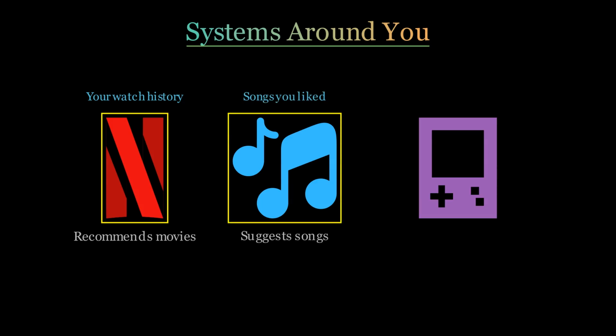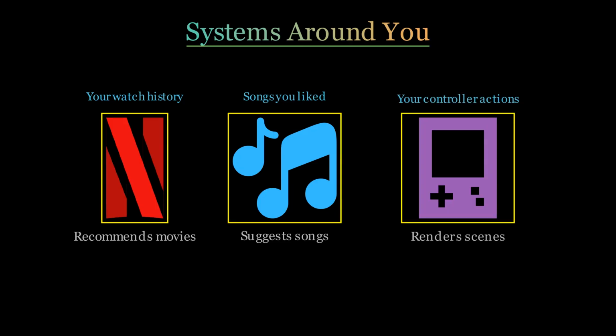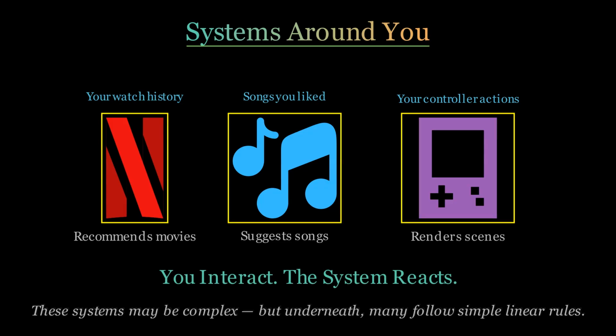Music platforms analyze your liked songs and use linear similarity scoring to suggest tracks you might enjoy. Even games respond to your controller actions by using linear transformations to animate objects on screen. Think motion, rotation, and physics. So while these applications are complex, their underlying behavior often begins with linear systems. Simple, powerful, and predictable. So, what does linear actually mean?